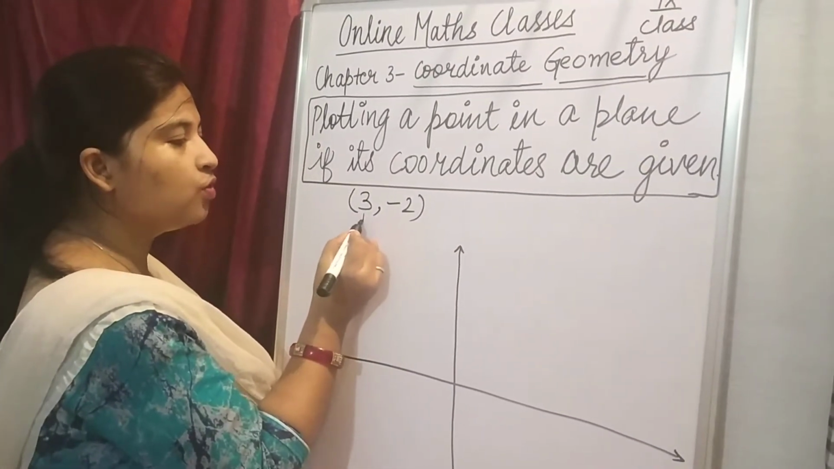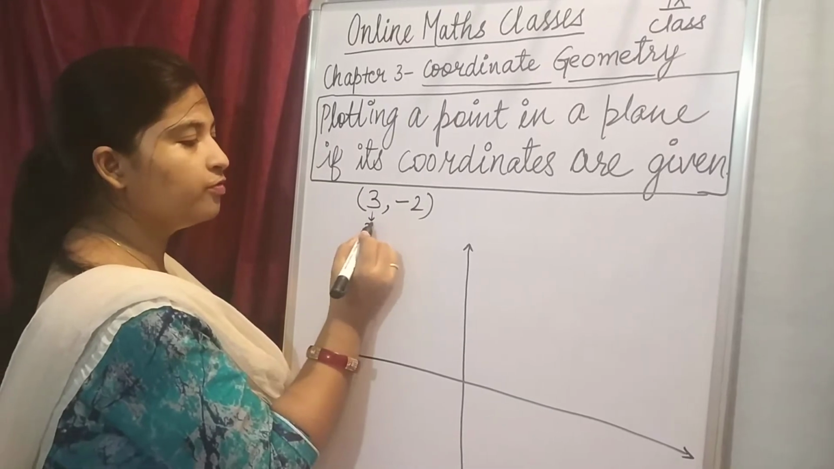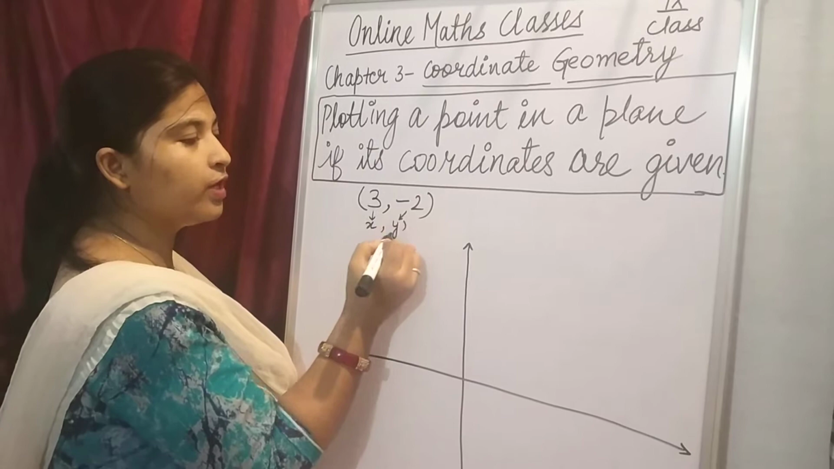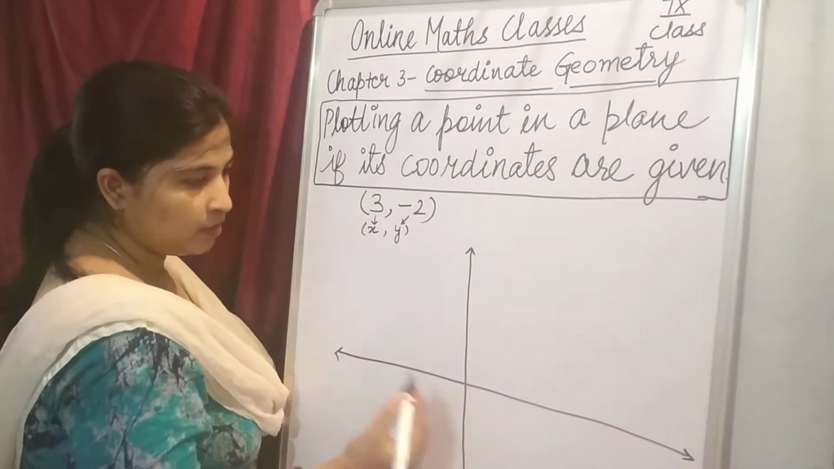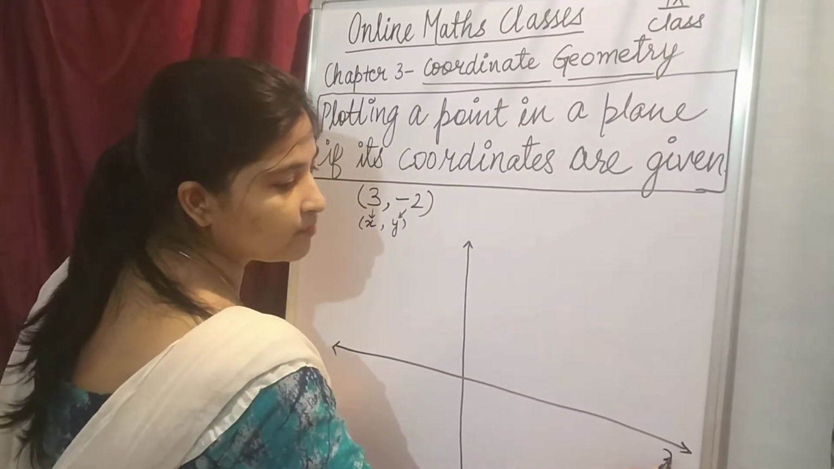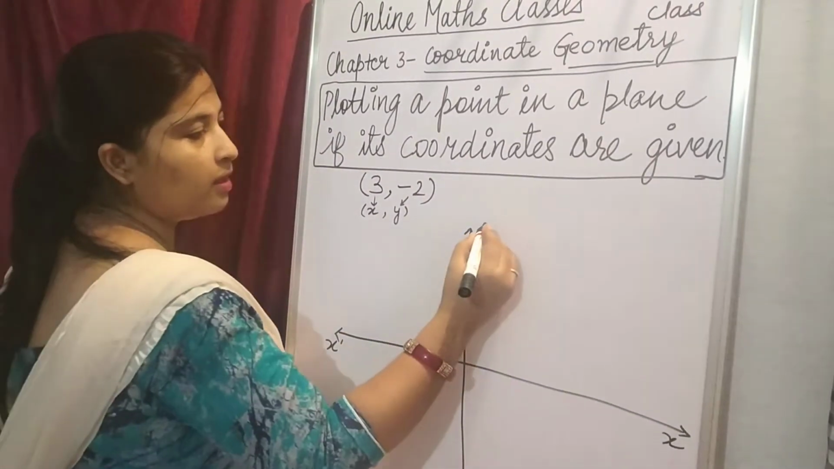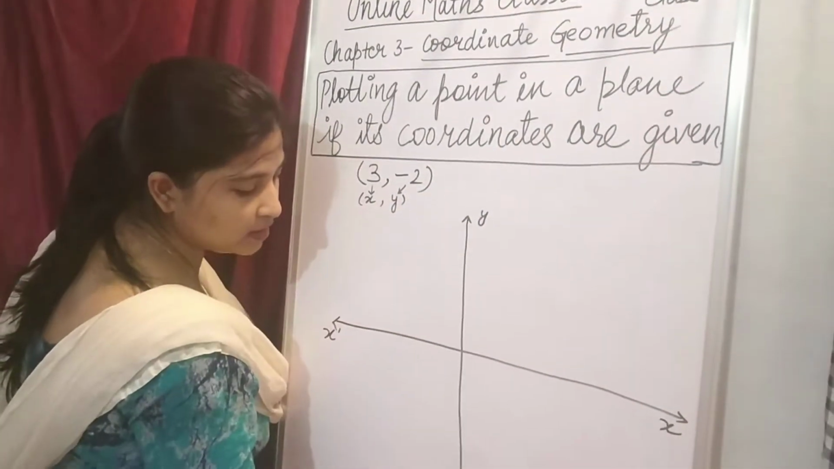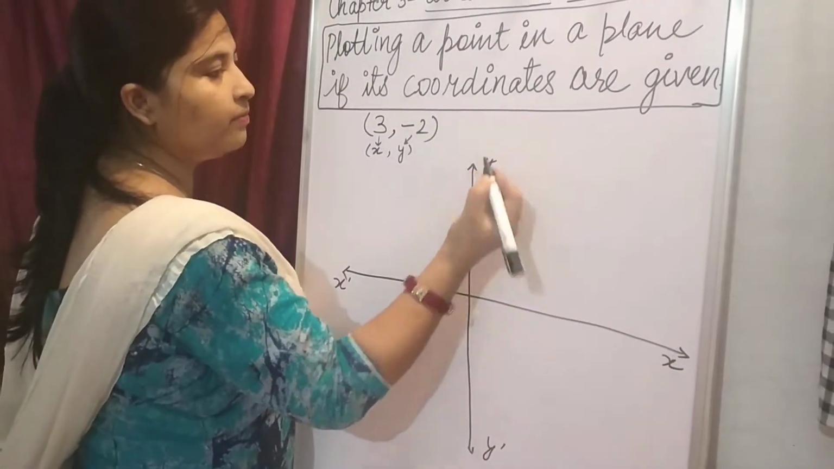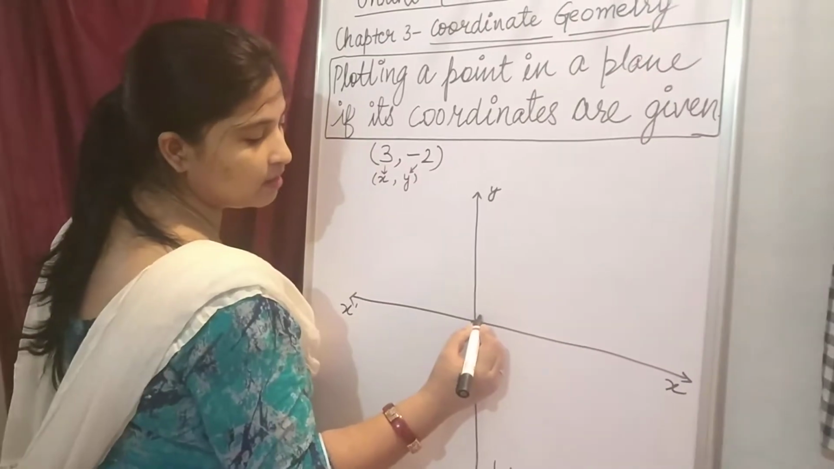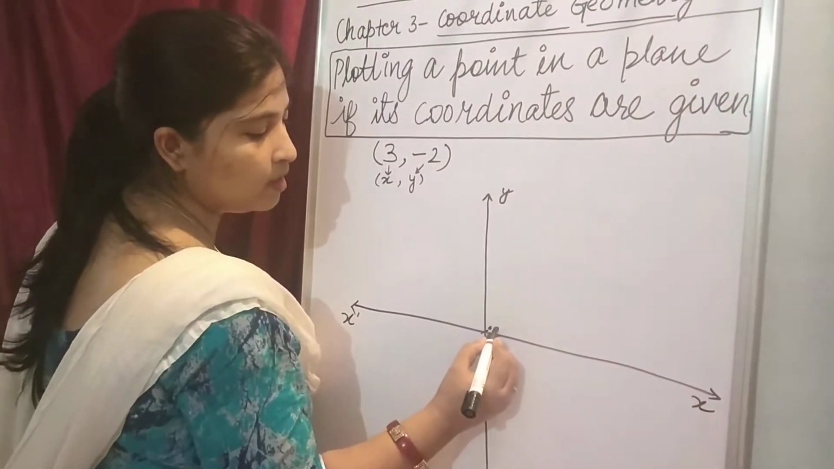I think you all know, in the previous class I told you the first number is for the x coordinate and the second number is for the y coordinate. So before doing this, I will first name the axes: this is my x, this is my x dash. The up one is my y and the below one is my y dash. Now we will start with this 0. This is our origin and this point is actually (0, 0).